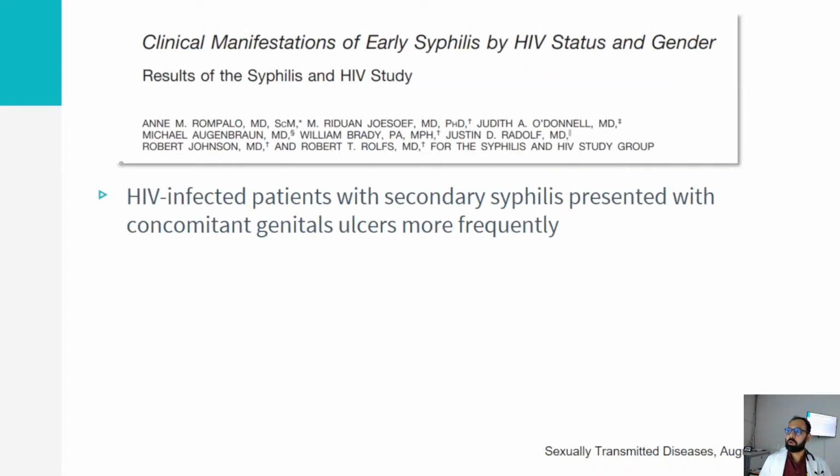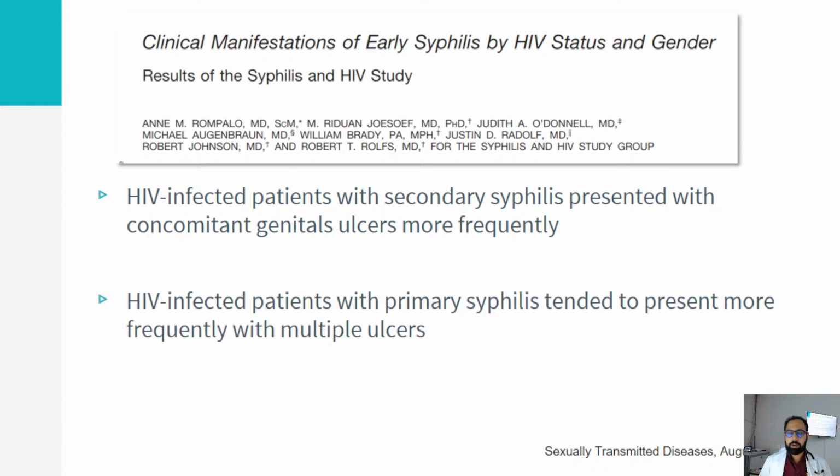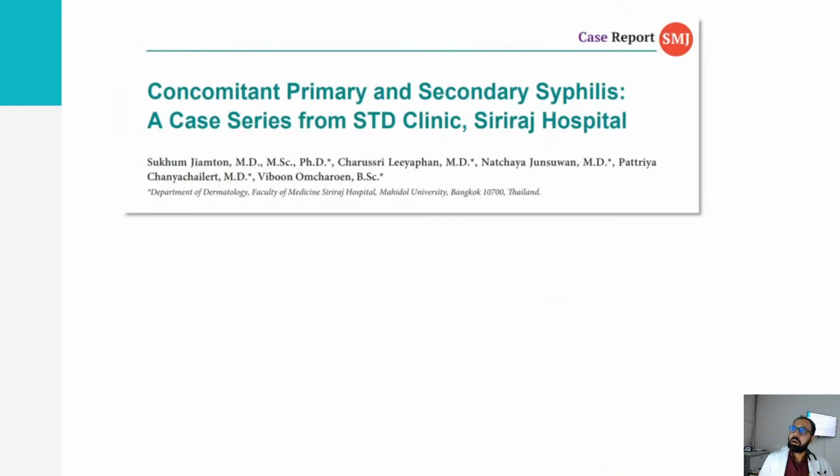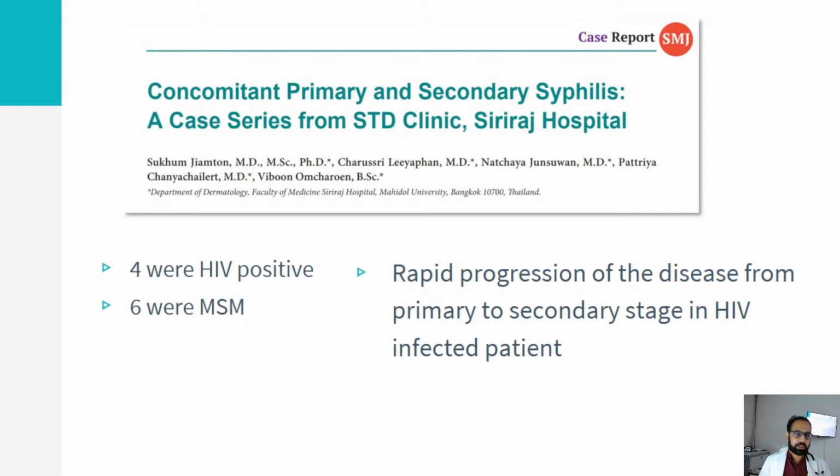This study shows that HIV infected patients with secondary syphilis present more frequently with concomitant genital ulcers. And also HIV infected patients with primary syphilis can have multiple ulcers compared to a single ulcer in non-HIV patients. Now, this is a case series regarding concomitant primary and secondary syphilis. The reasons told for such a presentation are: one is a rapid progression of the disease from the primary to the secondary stage in HIV infected patients, and second is a delayed healing of the genital ulcer due to the immunocompromised state of the patient.